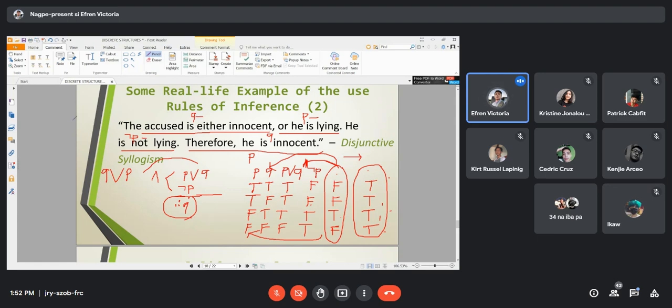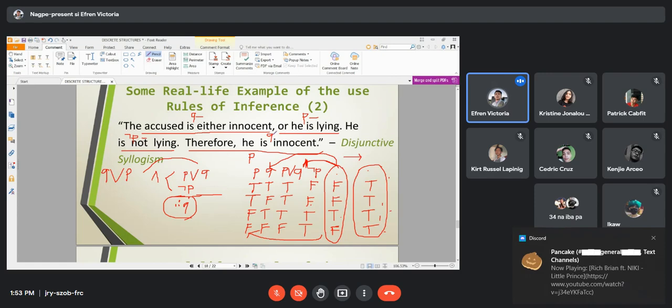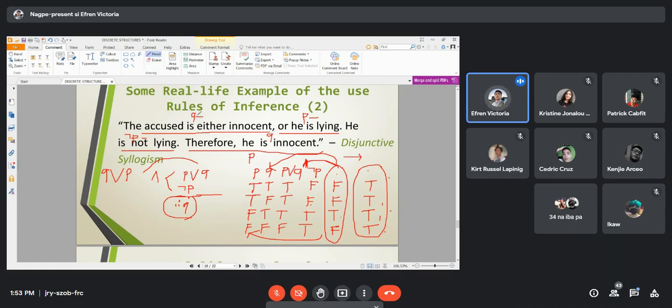Na-identify natin yung propositional variable dun sa argument. So, Q, P, he is not lying. So ito yung not P based on the propositional variable sa taas. Therefore, he is innocent, which is Q, yung propositional variable dun sa taas.